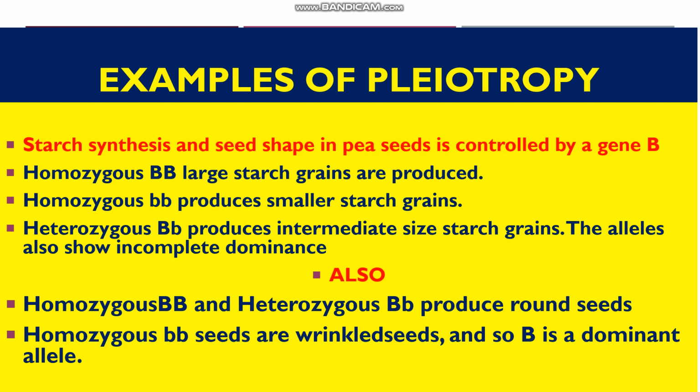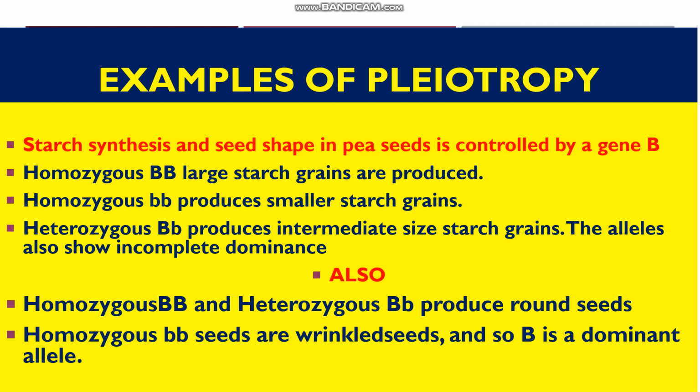And it is seen that the same gene B controls seed shape. The gene in the homozygous dominant condition and heterozygous condition produces round seeds, whereas the homozygous recessive condition produces wrinkled seeds. This B is a dominant gene.